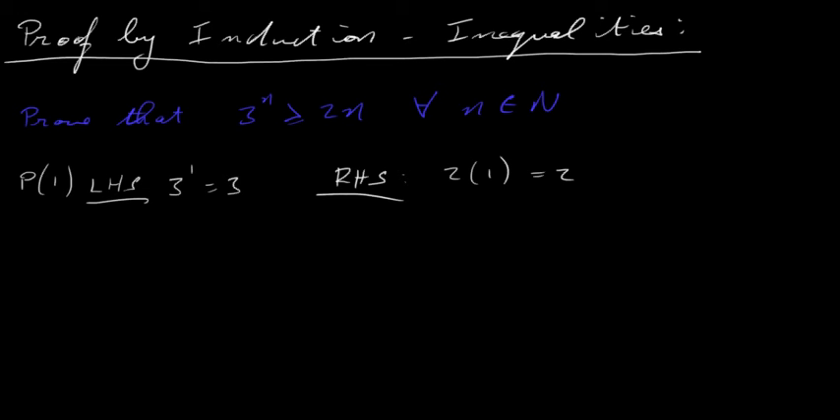Okay, so in this video I'm going to have a look at a proof by induction for inequalities, and I'm going to prove that 3 to the power of n is greater than or equal to 2n for all n is an element of N. So for all natural numbers 1, 2, 3, 4, 5 and so on.